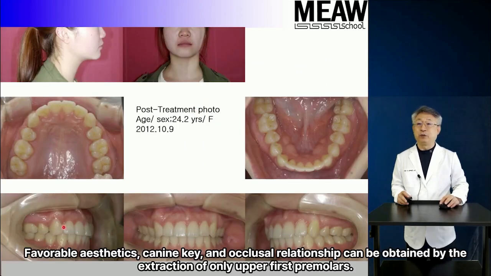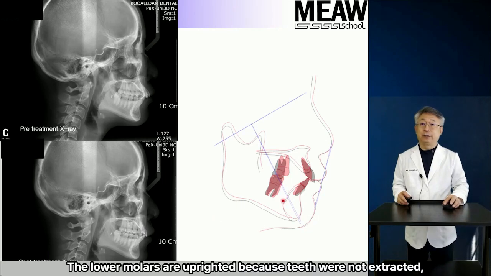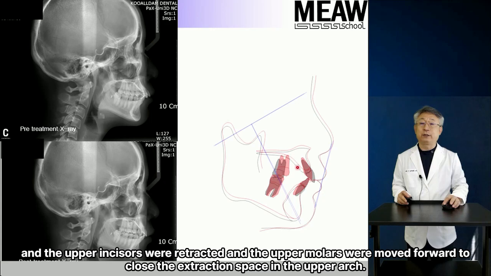Favorable aesthetics, canine K, and occlusal relationship can be obtained by the extraction of only upper first premolars. The lower molars are uprighted because teeth were not extracted, and the upper incisors were retracted and the upper molars were moved forward to close the extraction space in the upper arch.